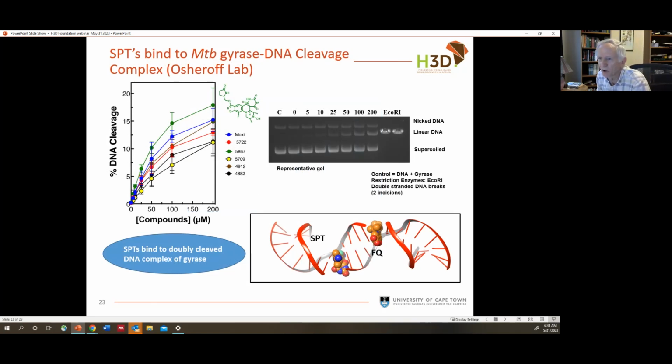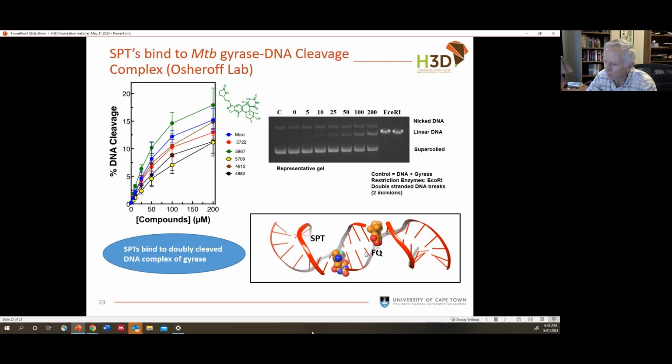And in a collaboration with the Osheroff lab at Vanderbilt University, it was shown very nicely that SPTs bind to the DNA gyrase cleavage complex of DNA. So in other words, DNA is doubly cleaved by DNA gyrase, and this transient state of double cleavage is where SPTs bind. This is shown in this cartoon: if you can imagine two cleavage sites in DNA, they happen to be 4 base pairs apart, and the enzyme otherwise surrounds the DNA cleavage complex. This is where SPTs bind.